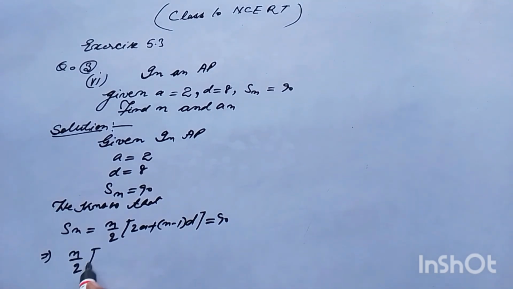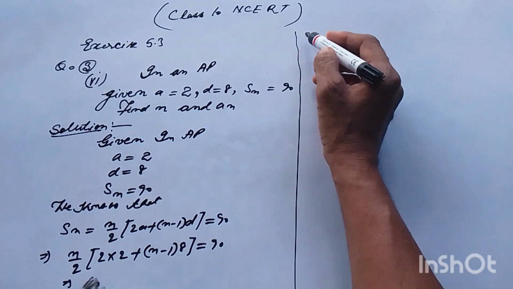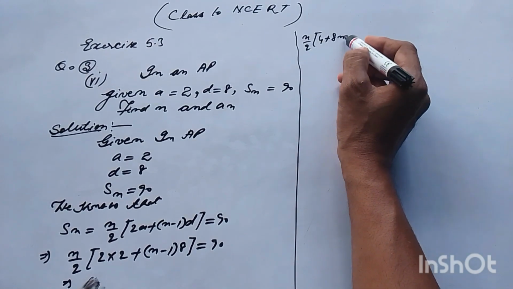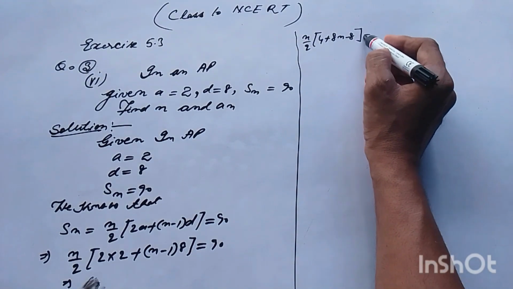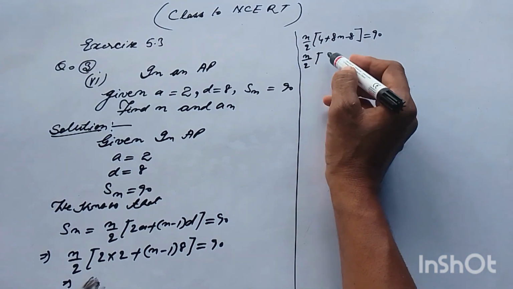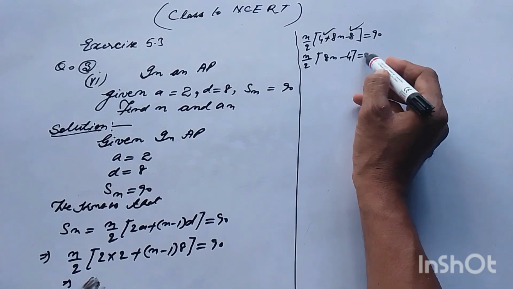n upon 2, a is given as 2, (n minus 1), the difference is given as 8, equal to 90. We have n by 2 into 4 plus 8n minus 8 equal to 90. n by 2 into 8n minus 4 equal to 90.